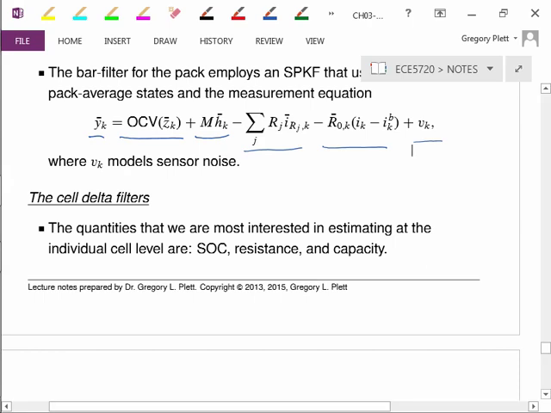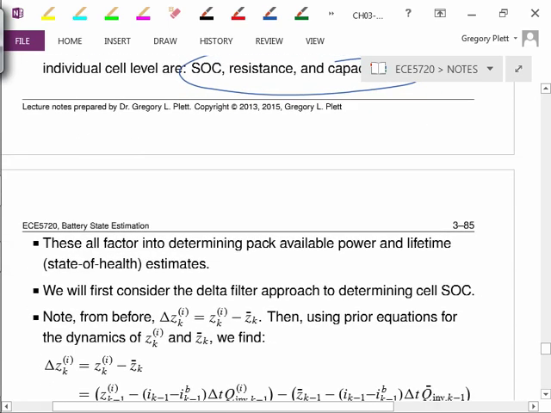We just have the pack average filter determine the diffusion currents and the hysteresis, and we have the delta filters estimate only the differences in SOC, resistance and capacity. And that's what we'll do here. And all of these are going to factor into determining available power and state of health estimates and things like that, as we'll see in follow-on chapters.